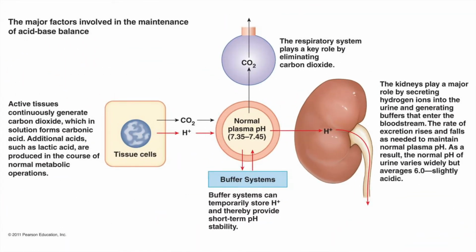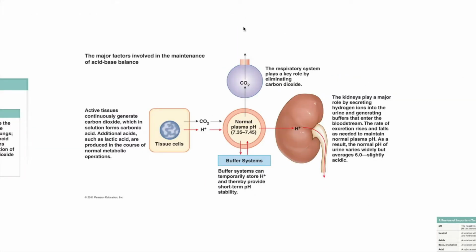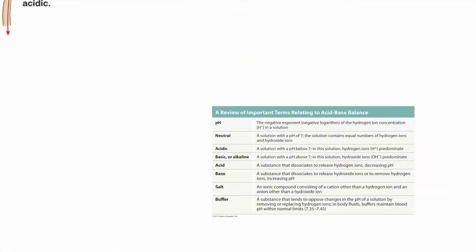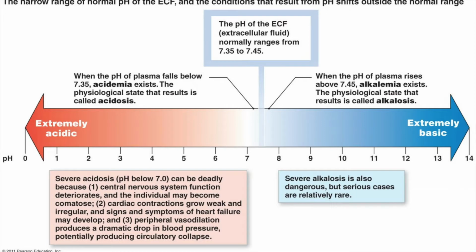Alright, another thing that we have to keep in balance is our acid-base balance. Tissue cells are constantly producing hydrogen ions through metabolism, and this is going to lower the blood pH. So we have buffer systems, the respiratory system, and the urinary system, all playing a role in acid-base balance, working to keep it normal. Disruptions, and these are important terms you should know, we already reviewed them. This shows how disruptions in acid-base balance can cause problems.